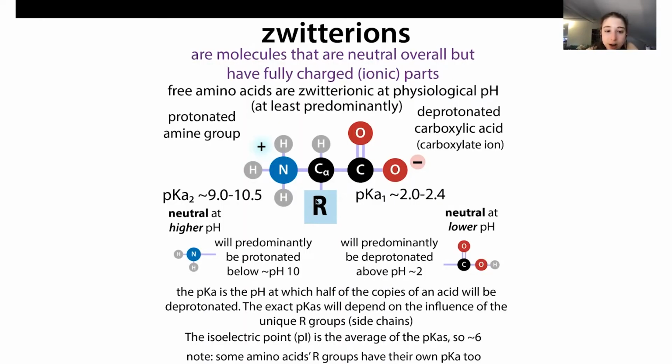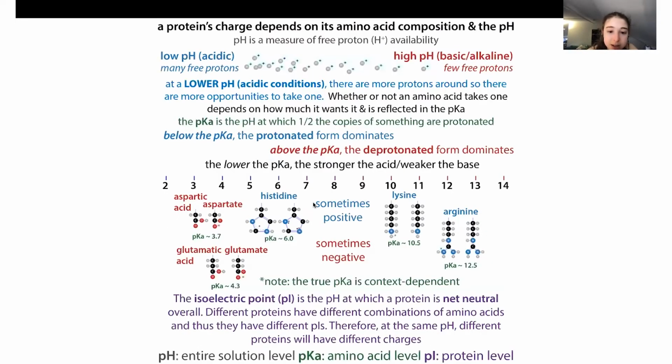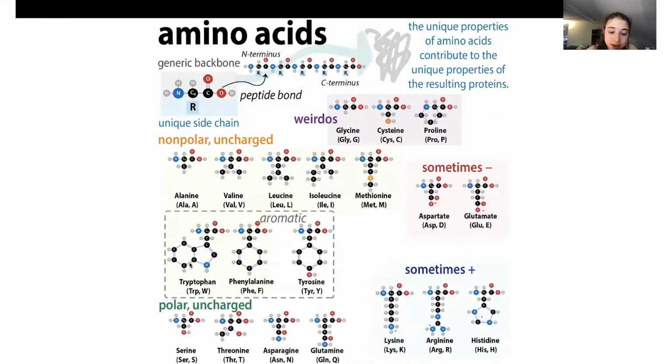So sometimes you actually have a third pKa for an amino acid, and that could be from the side chain, because some of the amino acids can act as acids or bases. We're talking about lysine, arginine, histidine, aspartic acid, and glutamic acid. So more on that in other posts.